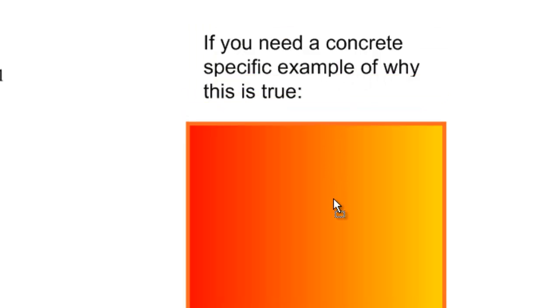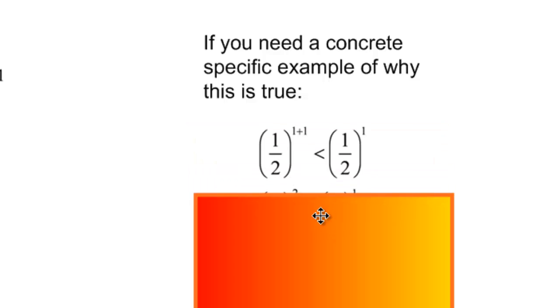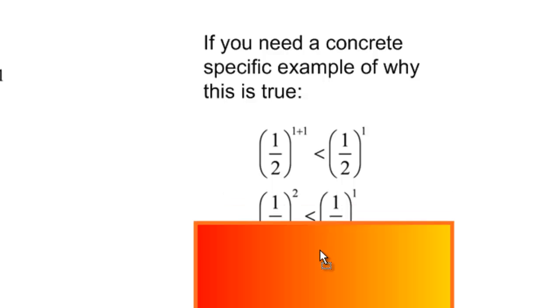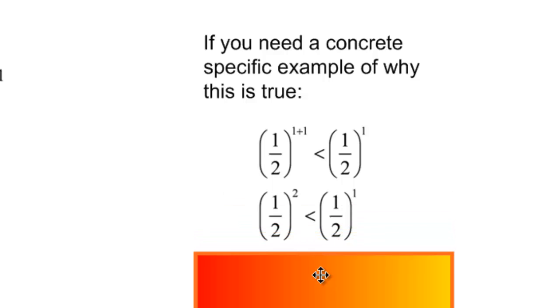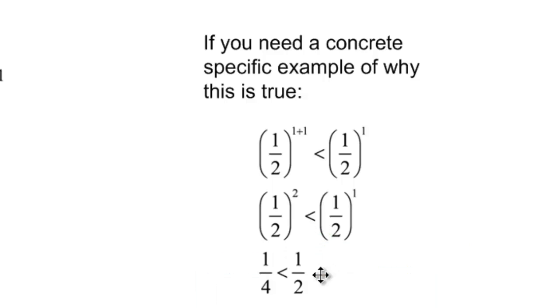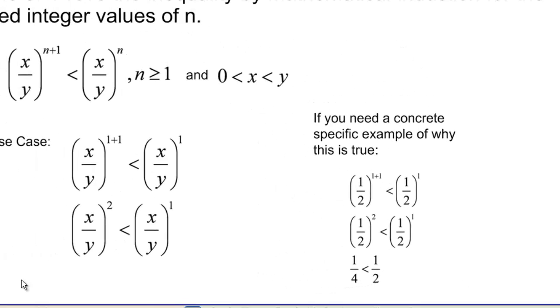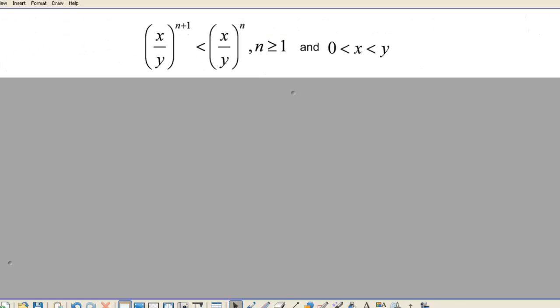If we take a simple fraction where the numerator is less than the denominator, let's take 1/2. 1/2 to the 1 plus 1 is going to be less than 1/2 to the 1 because when I take 1/2 squared, it yields 1/4. So as you take powers of the fraction, that's actually going to lessen your fraction. So something raised to the second power is always going to be less than that fraction raised to the first. My base case is true.